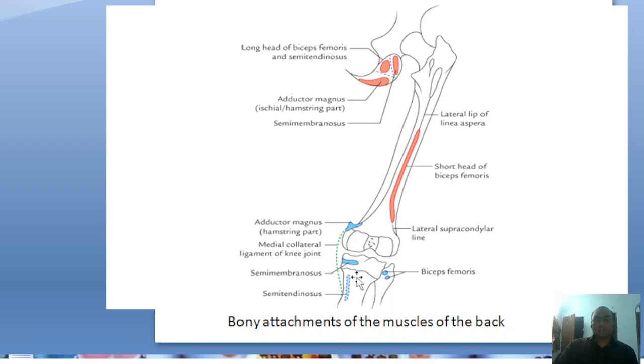This is the insertion: posterior to the medial condyle is semimembranosus; the anterior, medial surface of the upper tibia is semitendinosus; up to the adductor tubercle is adductor magnus; and in front of the styloid process, the head of fibula, is biceps femoris. So this is the insertion of all hamstring muscles, and the upper part is the origin of all hamstring muscles.